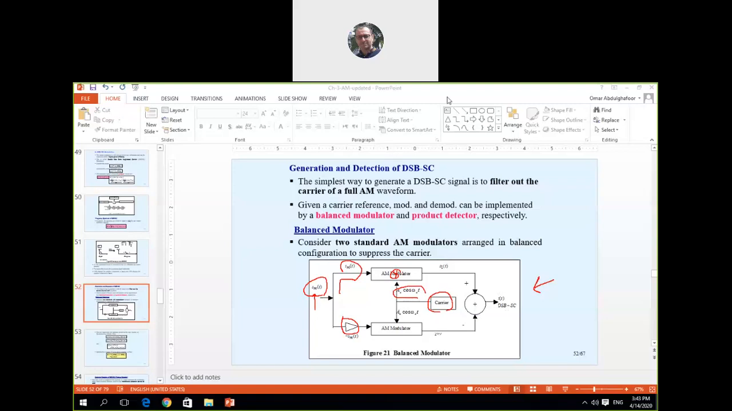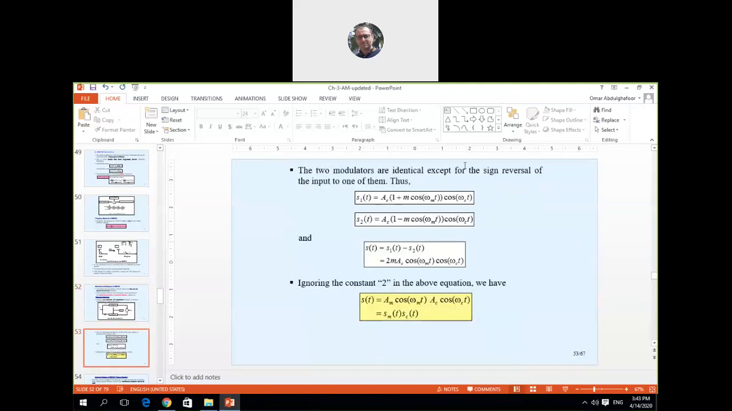Let's see if there's any mathematical formulation to see how we can do that. For example, here we have S1(t).